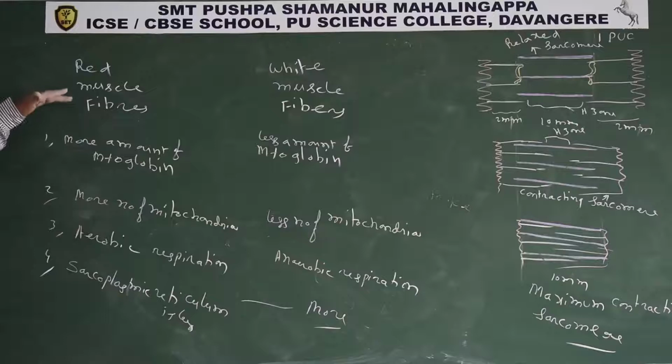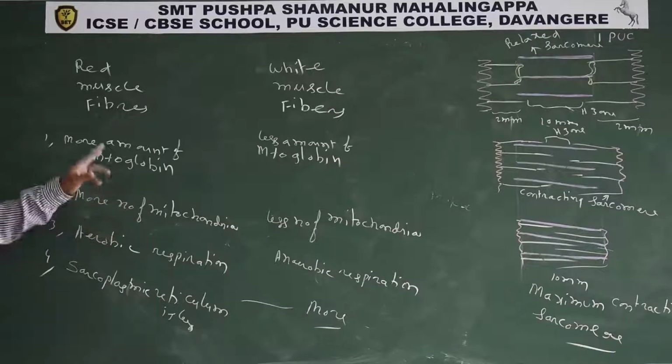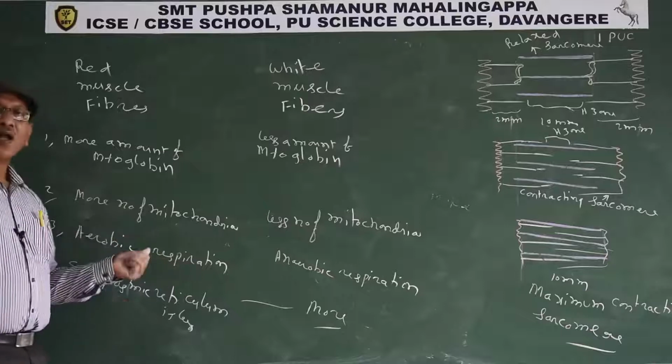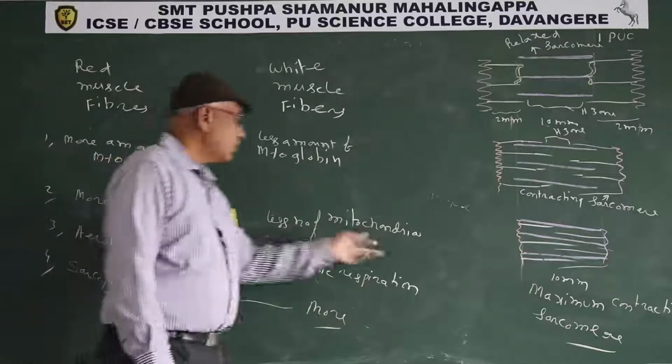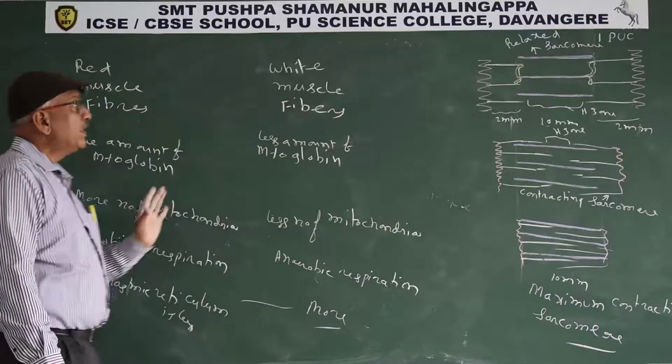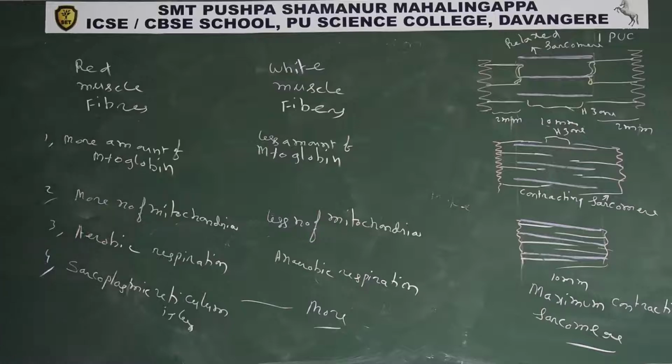So in red muscle fibers, more amount of myoglobin, more number of mitochondria, less sarcoplasmic reticulum. Due to the presence of more mitochondria, they undergo aerobic respiration. White muscle fibers undergo anaerobic respiration. Red muscle fibers and white muscle fibers.